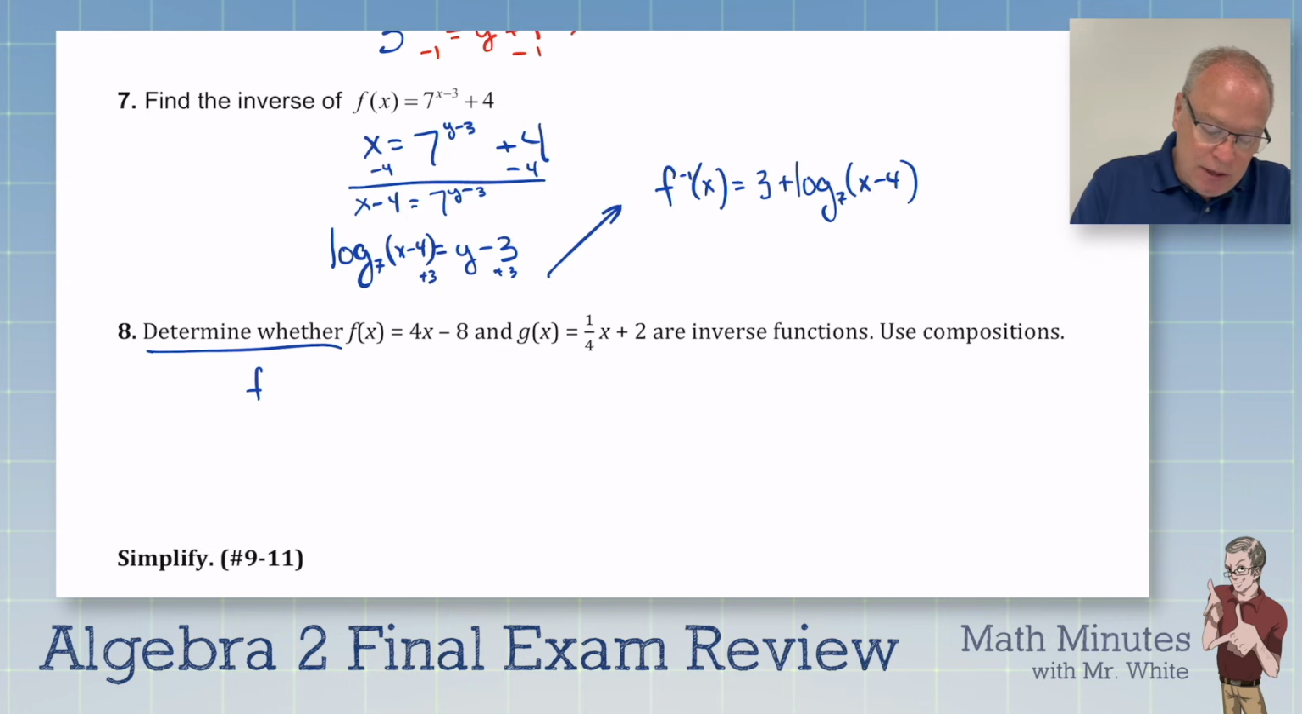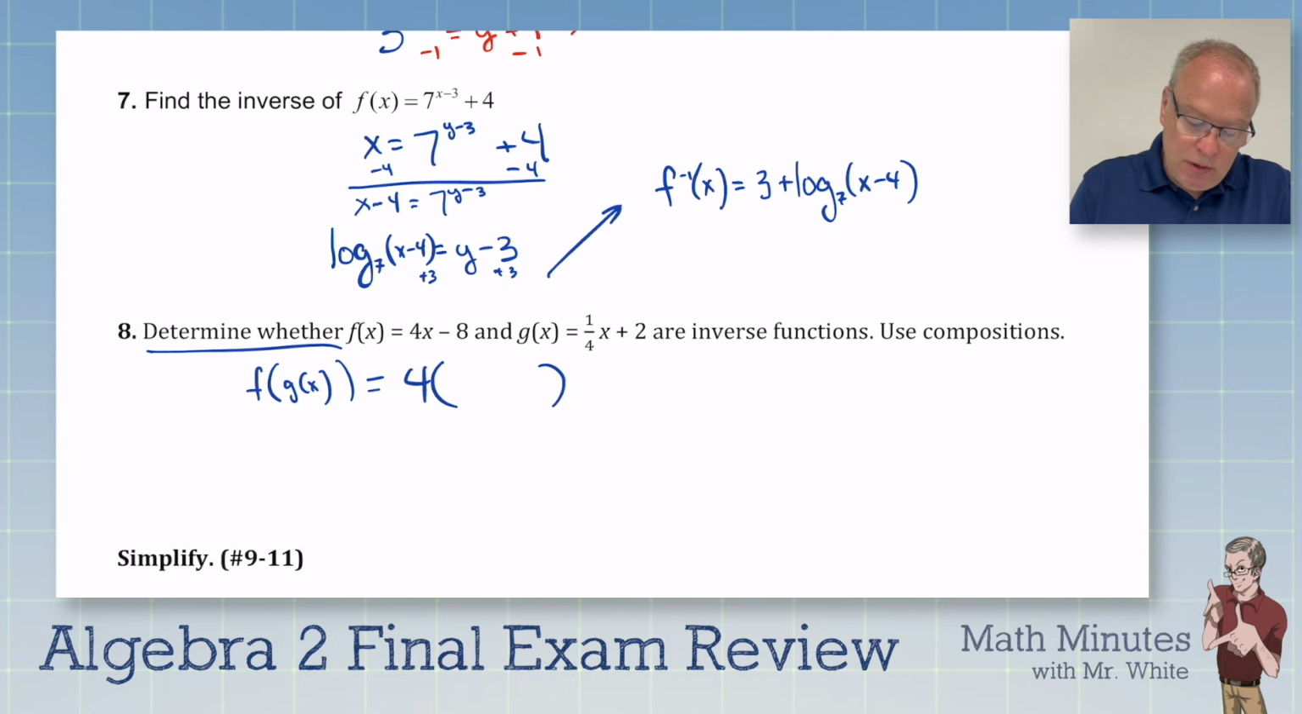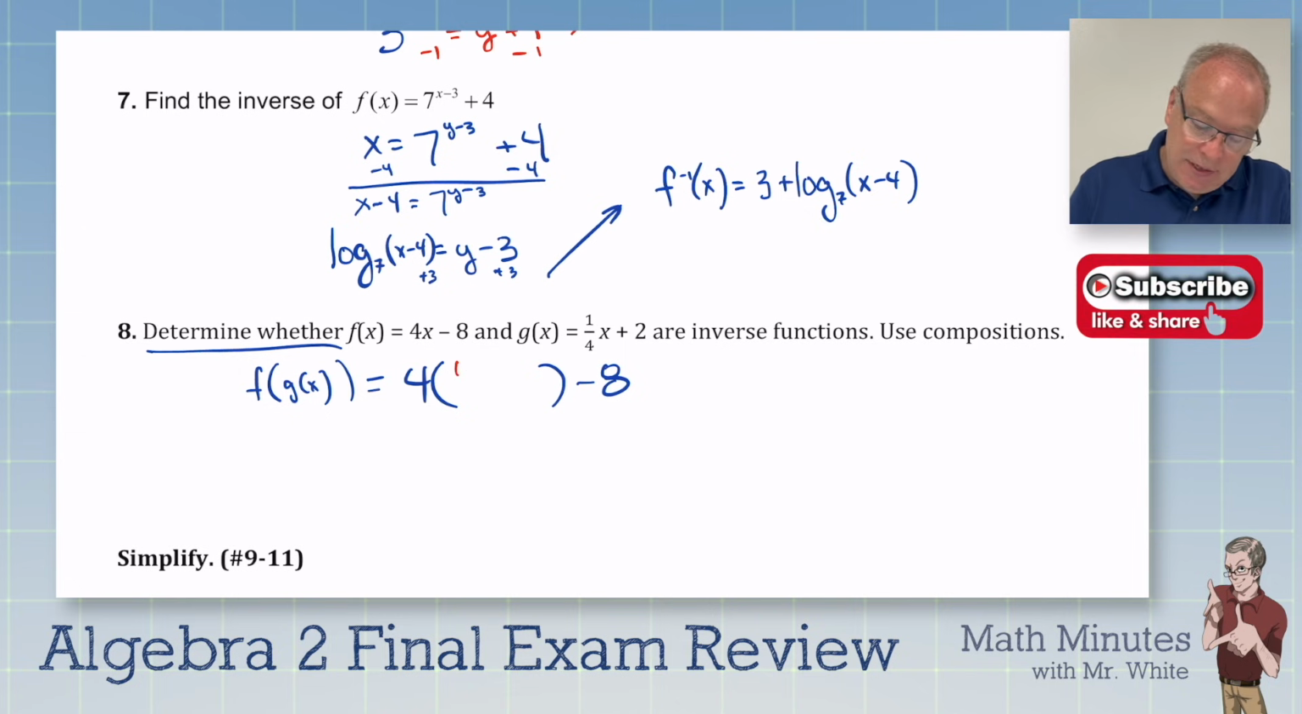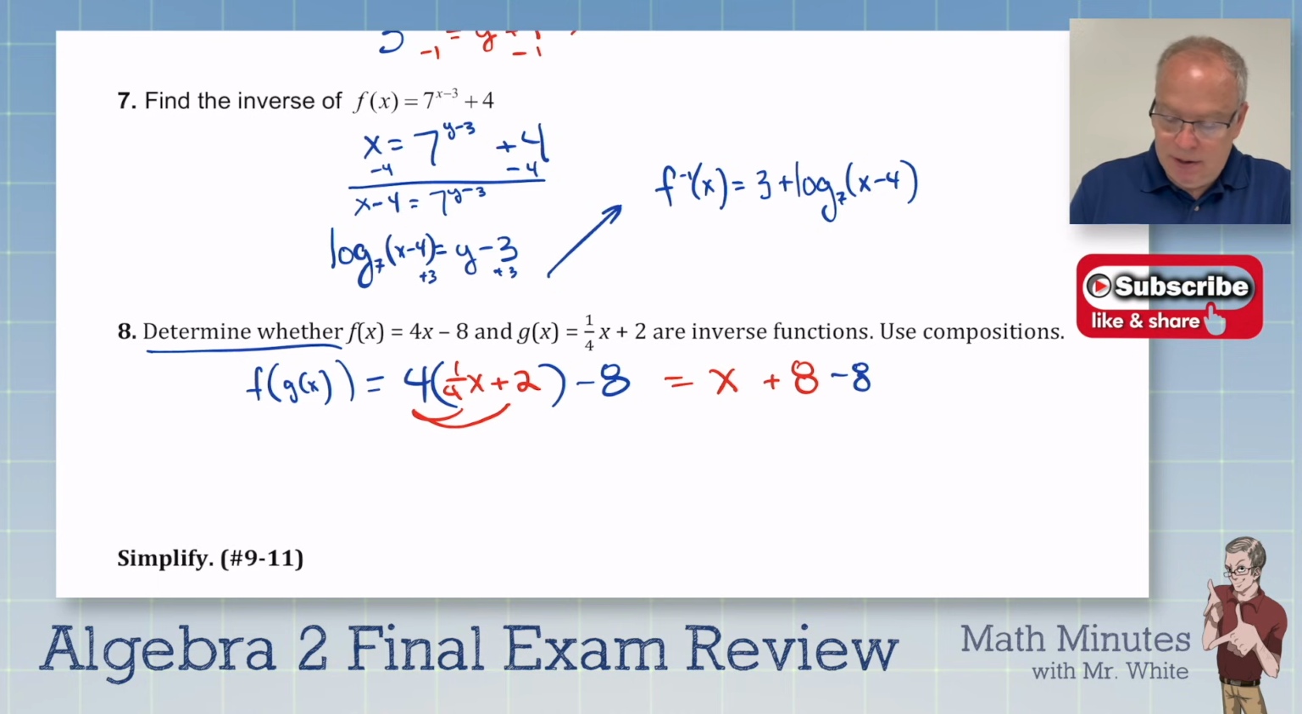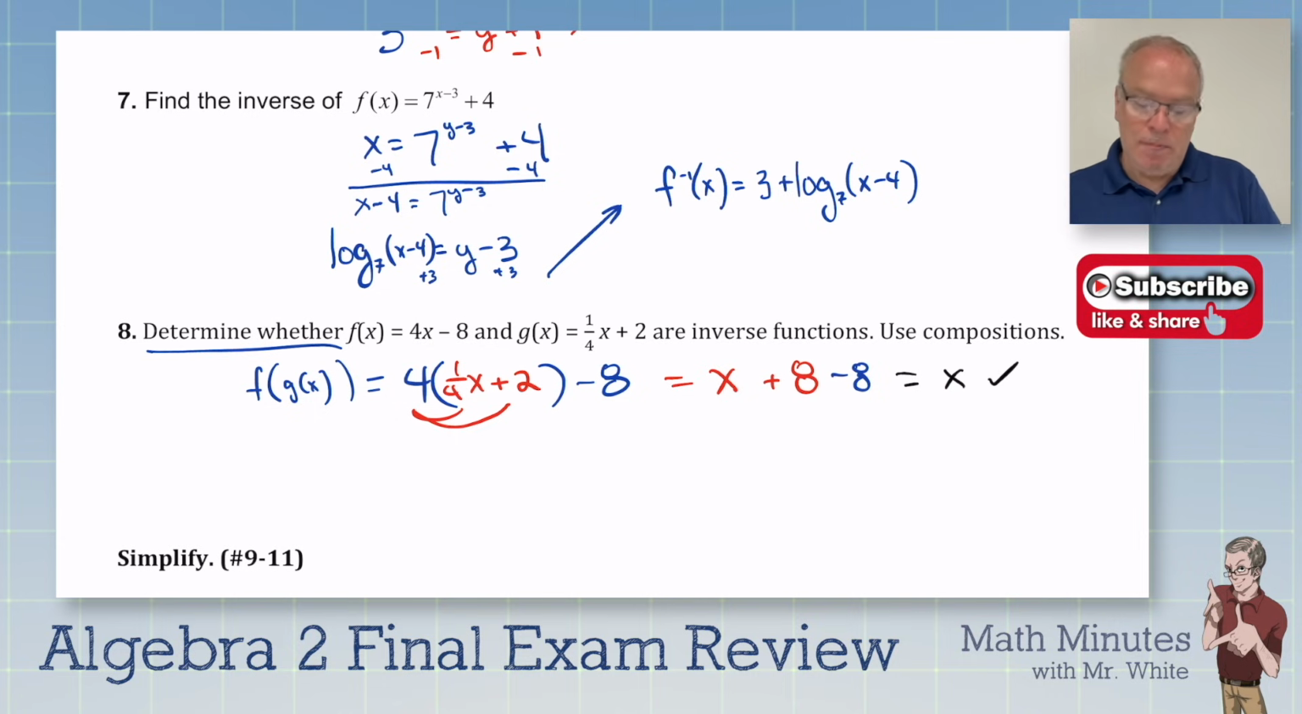Let's try it. Let's find f of g of x. Watch how this works. 4 times input minus 8. That's the outside function. And inside, I'm going to put the g function, just like we did earlier. Now I do the distributive property here, and I get x plus 8, and then we have that minus 8 at the end. And look at that, it all comes out to be x, just like I said I needed it to be. And I put a little check mark there to show that it worked out.